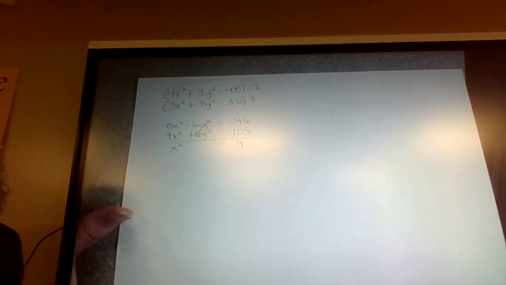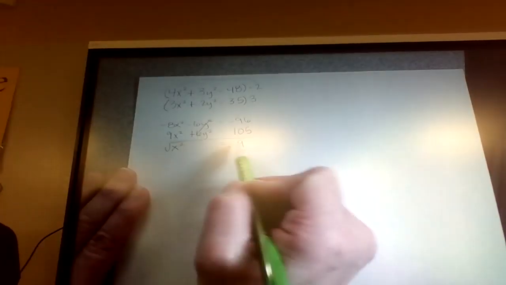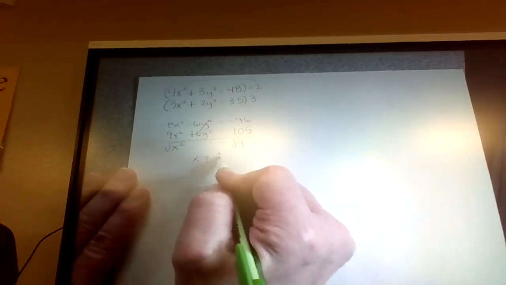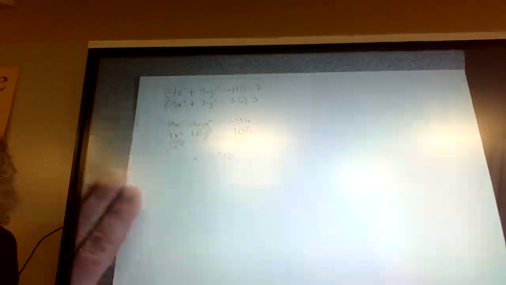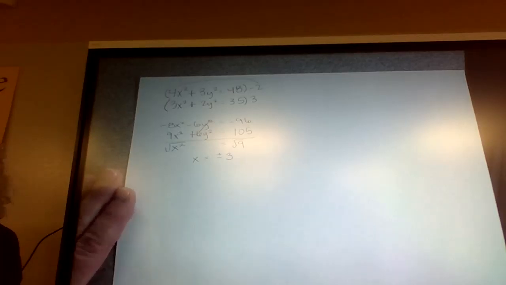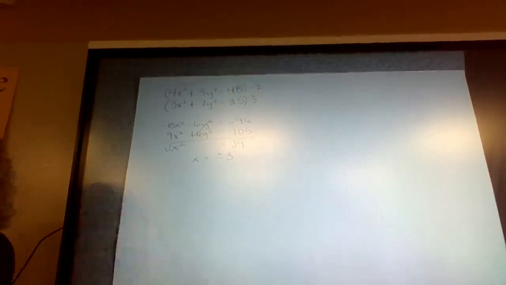Okay. So when I take the square root, we have to remember there are 2 numbers that can get me 9 when squared: a +3 and a -3. Right? Everybody agree that +3 and -3 can both give me 9 if I square them? Yes. Okay.